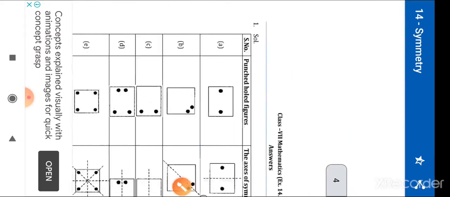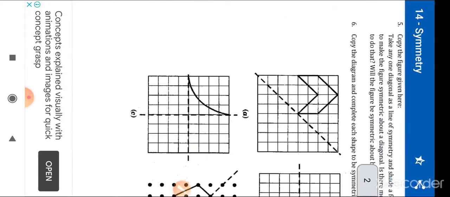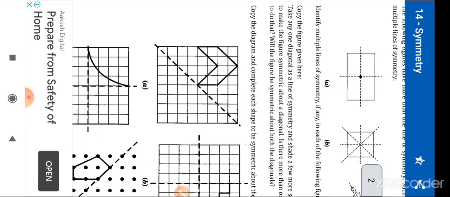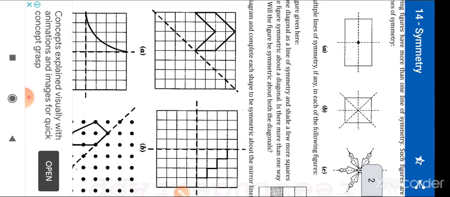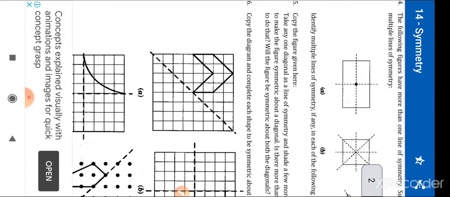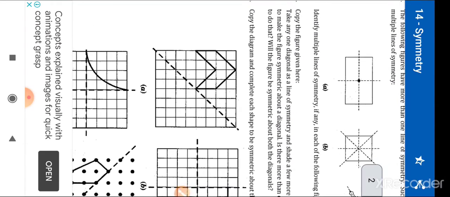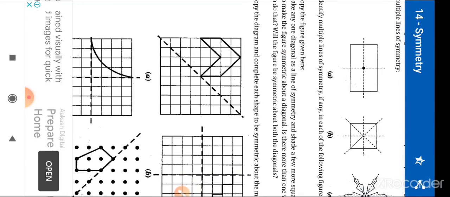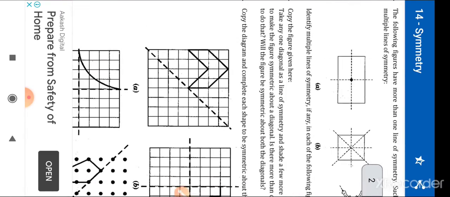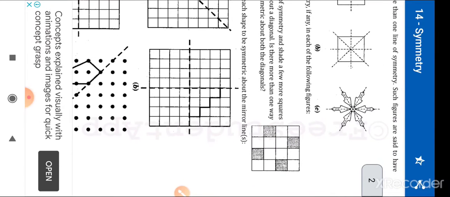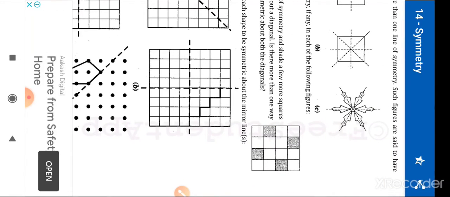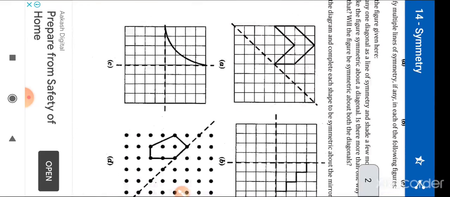Now move to our next question. Next question is, take any one diagonal as a line of symmetry and add a few more squares to make the figure symmetrical about the diagonal. Is there more than one way to do that? Will the figure be symmetrical about both diagonals? So you can solve this question in the same manner as I did in question number 2.